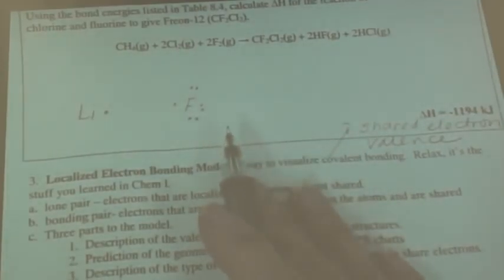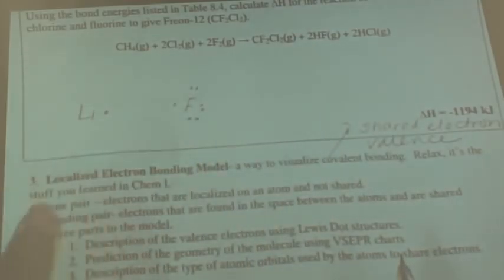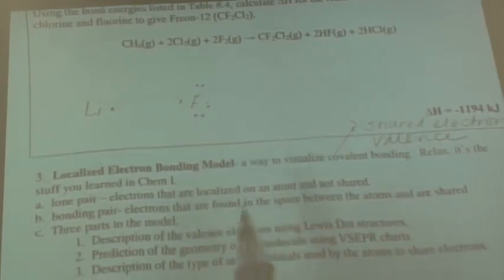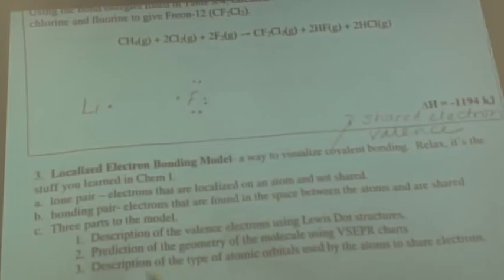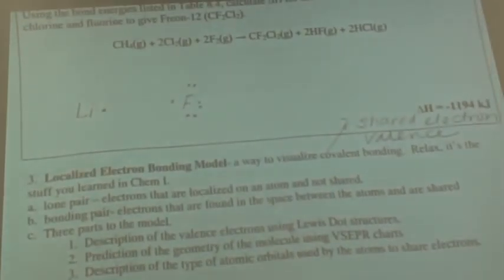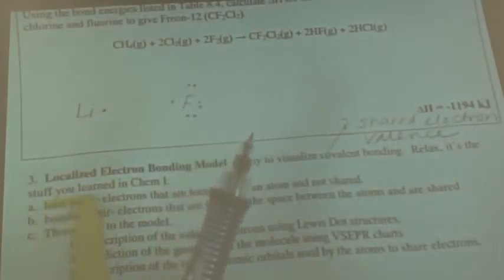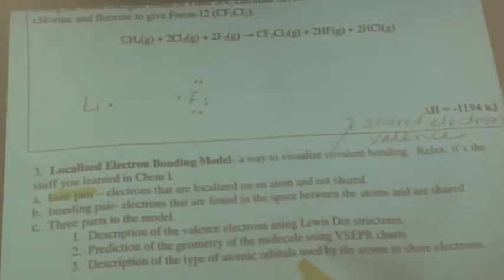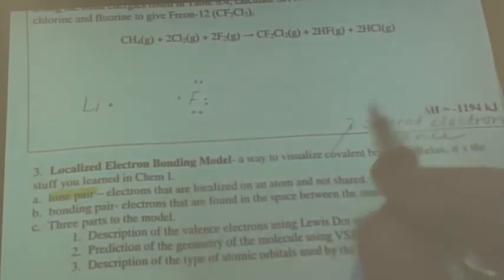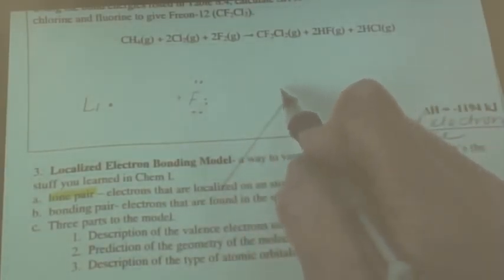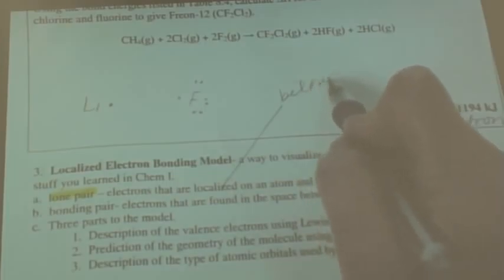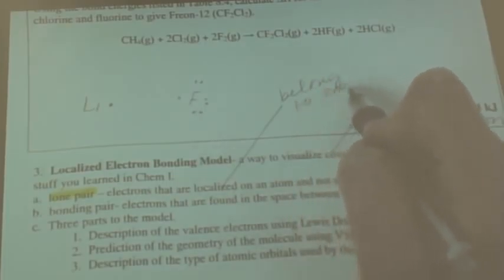Okay, now, we're going to use this principle to do our molecule bonding. But first you need some definitions. First of all, a lone pair are electrons that are localized on one atom and not shared. Okay, that's fancy talk for electrons that belong to one atom.